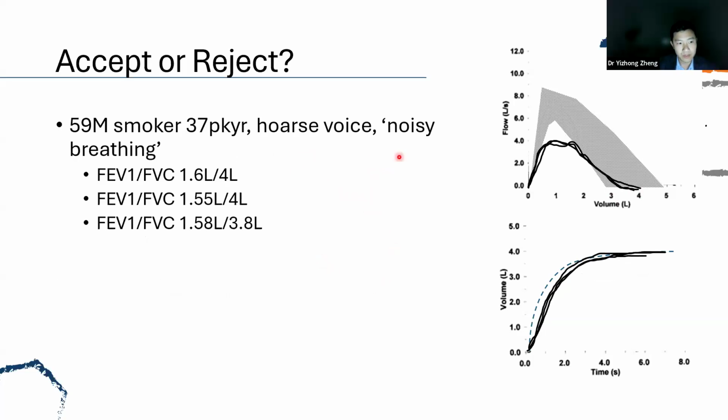And then finally, a 59-year-old male, 37-pack-year smoker with a hoarse voice and noisy breathing. In this case, they're quite consistent, but don't reach what we expect in terms of the peak value. In this case, this is both acceptable and repeatable. The reason for the plateauing might be related to their underlying symptoms, suggesting an upper airway or main bronchus pathology, which requires further investigation.